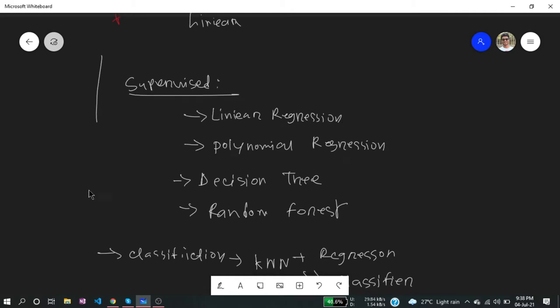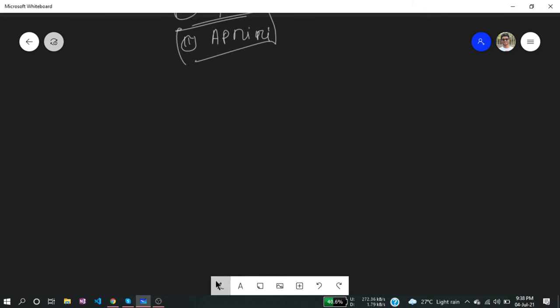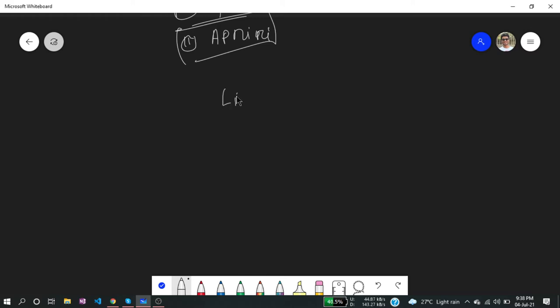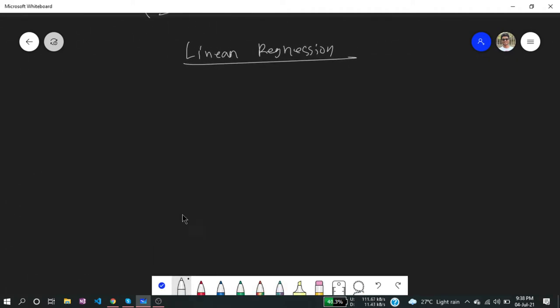So for linear regression, let's see what the terms and terminology are. Now let's talk about linear regression. I told you linear regression is a supervised machine learning algorithm. It can solve just the regression problem. The name contains regression, that means it can solve just the regression problem.